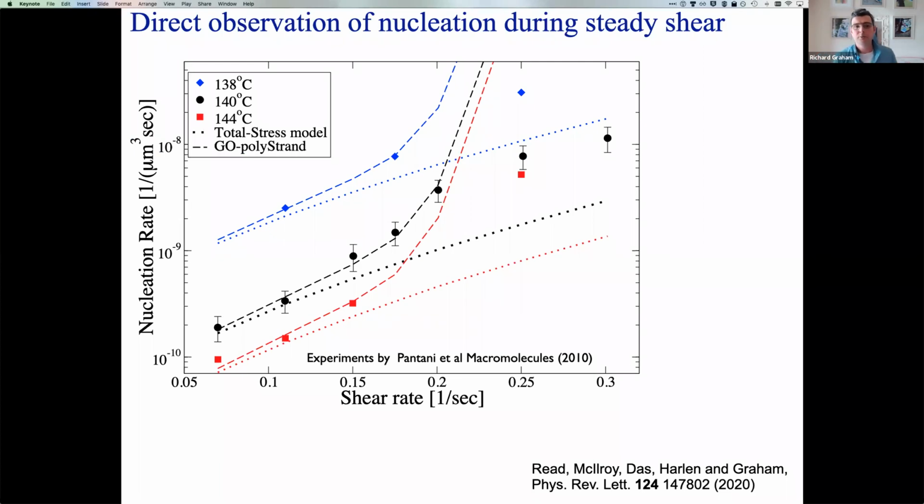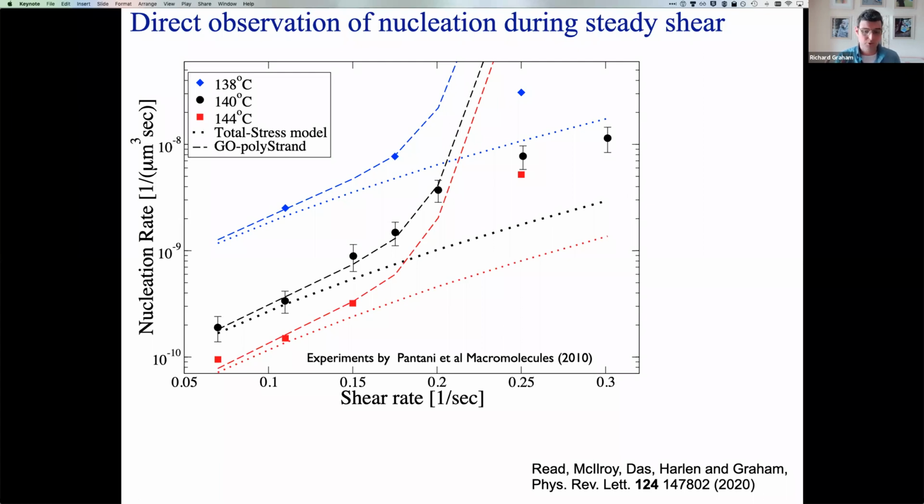Okay, so here we did a comparison of the measured value of the nucleation rate against shear rate. So this is just a polymer that has shear imposed on it, and they watch the nuclei appear.